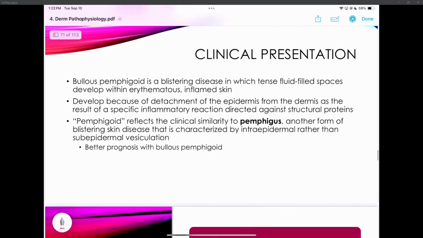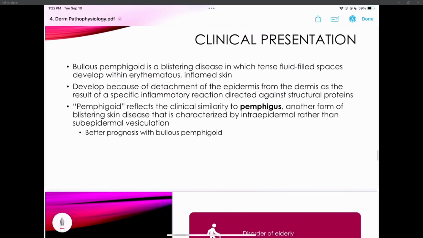So a bullous pemphigoid is a blistering disease in which tense fluid-filled spaces develop within the erythematous, inflamed skin. So we get red skin with these very tense blisters. When they say tense, it means that they're filled with a lot of fluid, so the skin is very tight over it when you're looking at it. This develops because of the detachment of the epidermis from the dermis. So those two layers split apart.